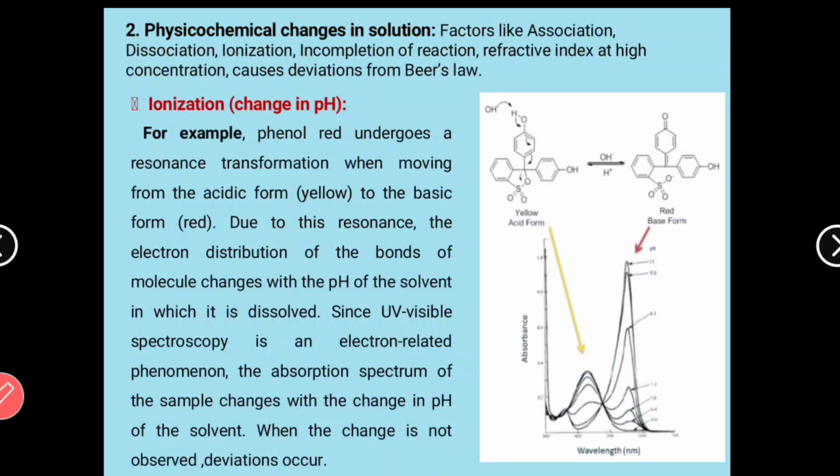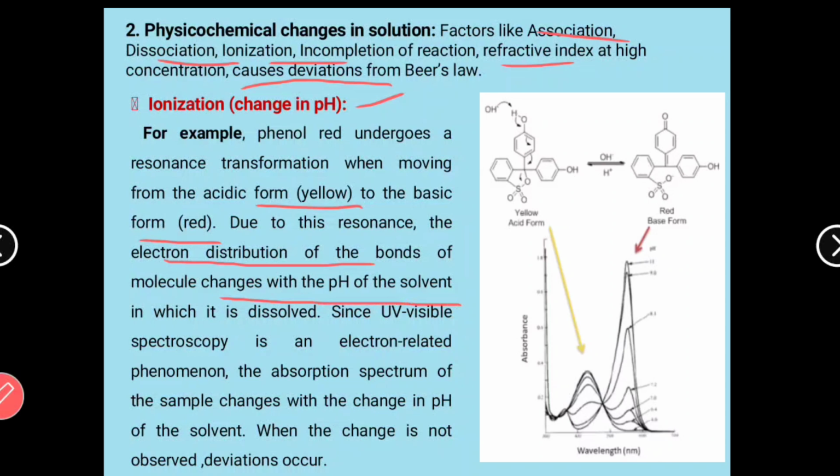Next one is physico-chemical changes in solution. Factors like association, dissociation, ionization, incomplete reaction, refractive index at high concentration cause deviations from Beer's law. Let us learn one by one. Ionization or change in pH. For example, if you take phenol red, it transforms when moving from acidic form, that is yellow, to basic form, that is red color. Due to this resonance, the electron distribution of the bonds of the molecule changes with the pH of the solvent in which it is dissolved.